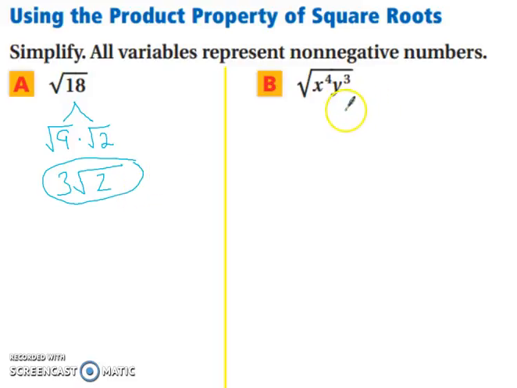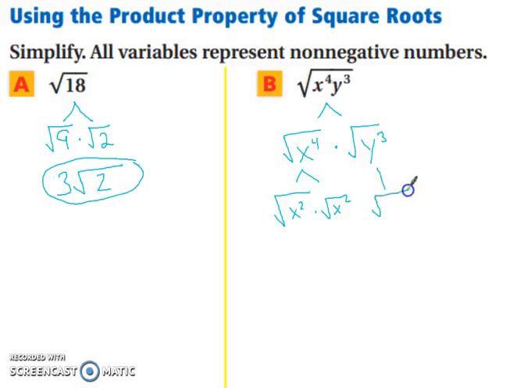Now let's try one with variables. If we break this down, we can simply state that we have the square root of x to the 4th times the square root of y to the 3rd. But we can break it up even further if we need to. Notice how the x to the 4th, if we were to clump things in pairs, we would have the square root of x squared times the square root of x squared. And then if we look at this one, we have a y squared and a y.